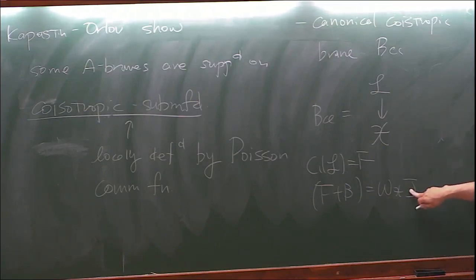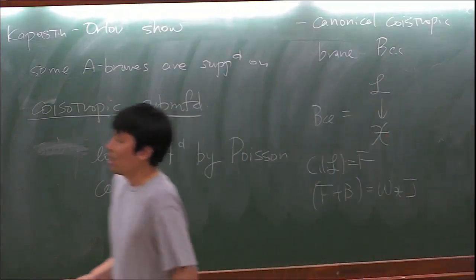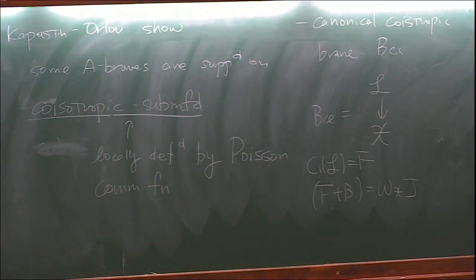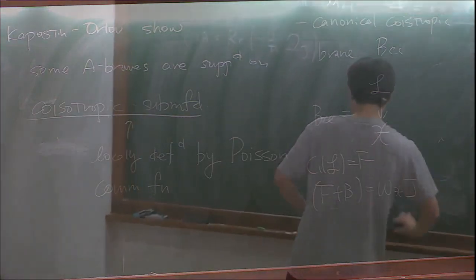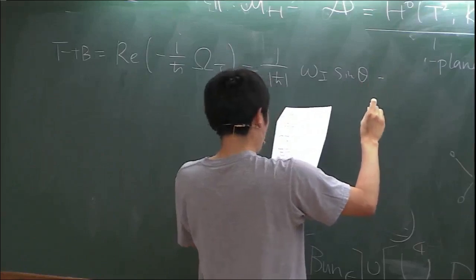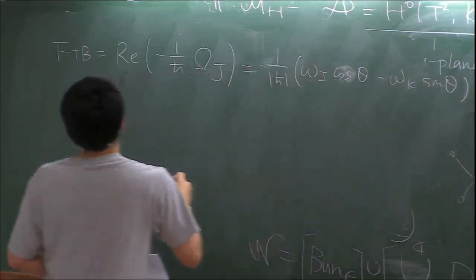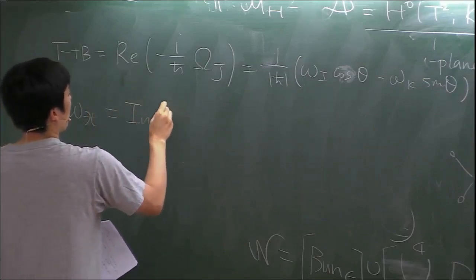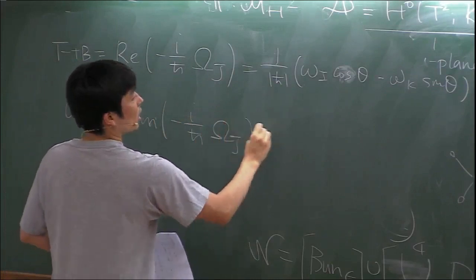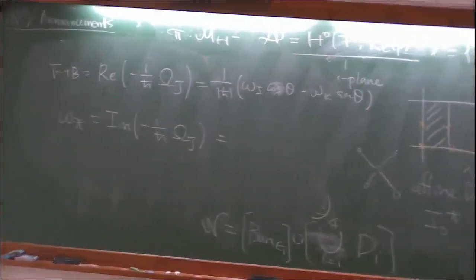Here J is a complex structure, omega X is a symplectic form, and F plus B is the curvature plus B field. So this is a condition. To satisfy this condition, F plus B can be understood as the real part of minus I over h bar omega J, which involves cosine theta omega K and sine theta omega I. And omega X is the imaginary part of minus I over h bar omega J. Then it's easy to see that the co-isotropic condition is satisfied.